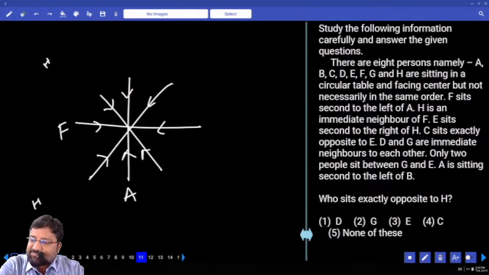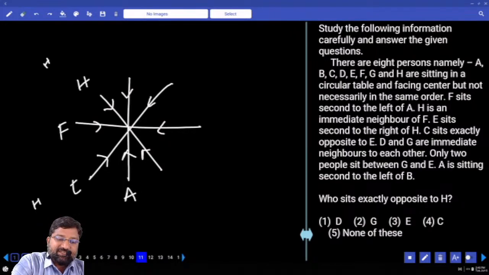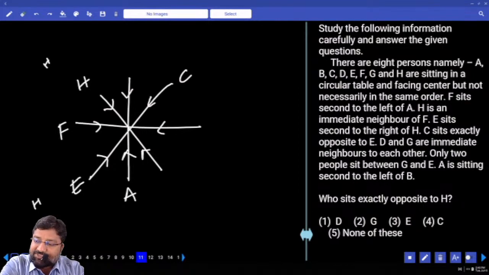E sits second to the right of H. First, I'll go for H here. If I don't get the answer, I still have a possibility. What is the next line? C sits exactly opposite to E.